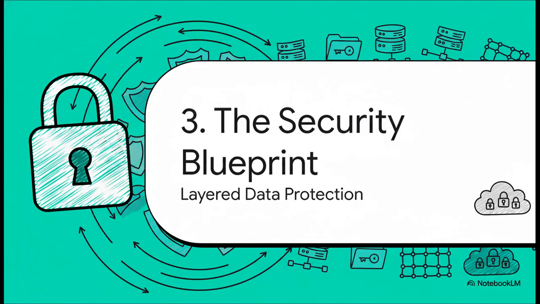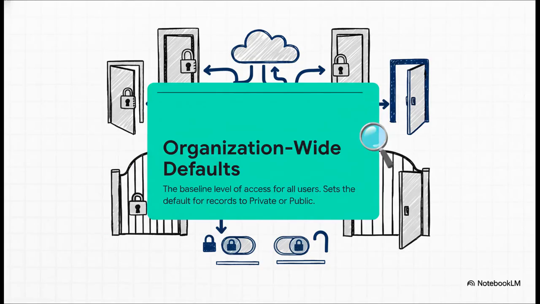Okay, we've got our people, they have their job titles. Now we get to maybe the most critical part of this whole blueprint, the security system. And this isn't just about locking the front door. It's a really sophisticated, multi-layered system designed to protect every single file in every single cabinet in every single room. The absolute bedrock of our security is something called organization-wide defaults, or OWDs for short. Think of it as the master security switch for the whole building. It answers one simple but incredibly powerful question for every type of data. By default, are all the doors locked or are they all unlocked?